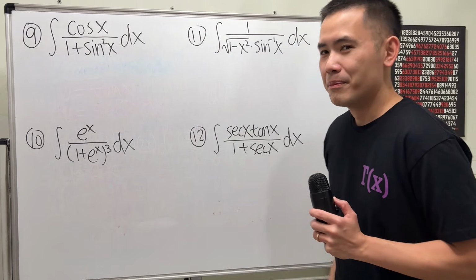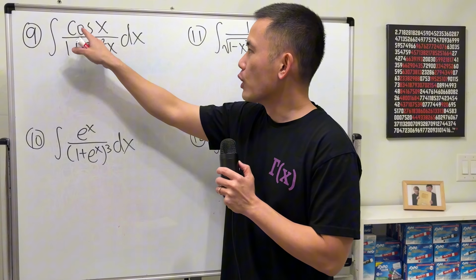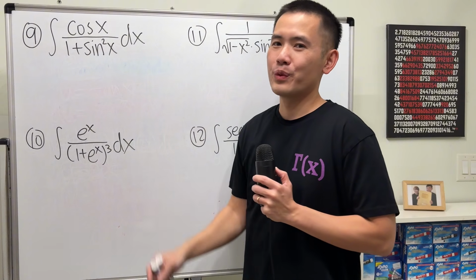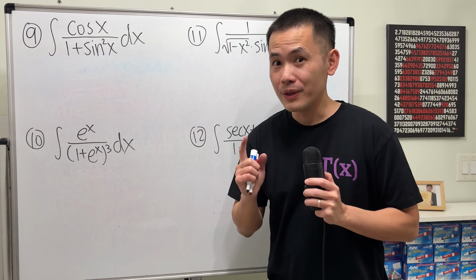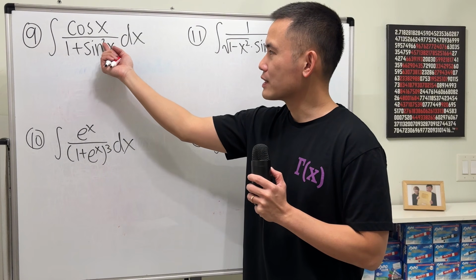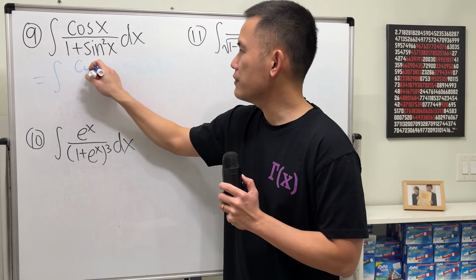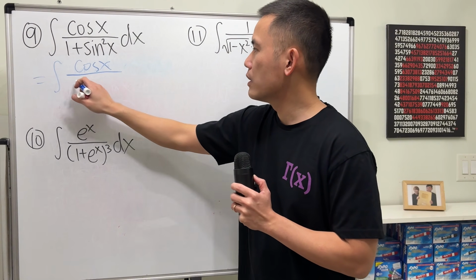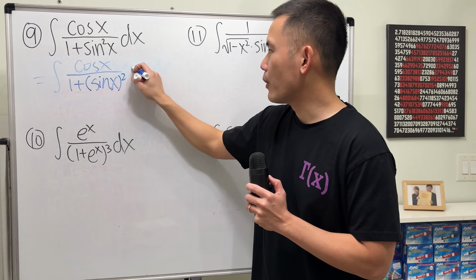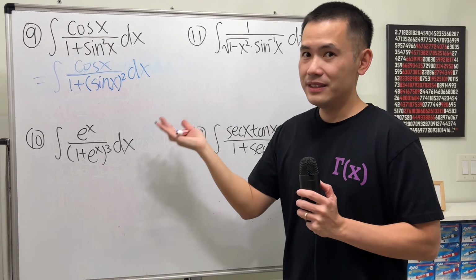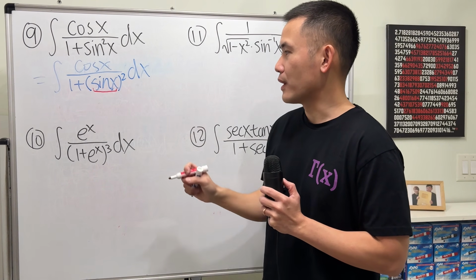Number 9. By the way, let me know how you are doing right now. Okay, number 9. Integral of cosine x over 1 plus sine squared x. So what's the inner function? Well, the key right here is that we have the square for the sine, right? So we will look at this as the integral of cosine x over 1 plus parentheses sine x to the 2nd power dx. This right here will be more clear. And you will see that this is the inner function.